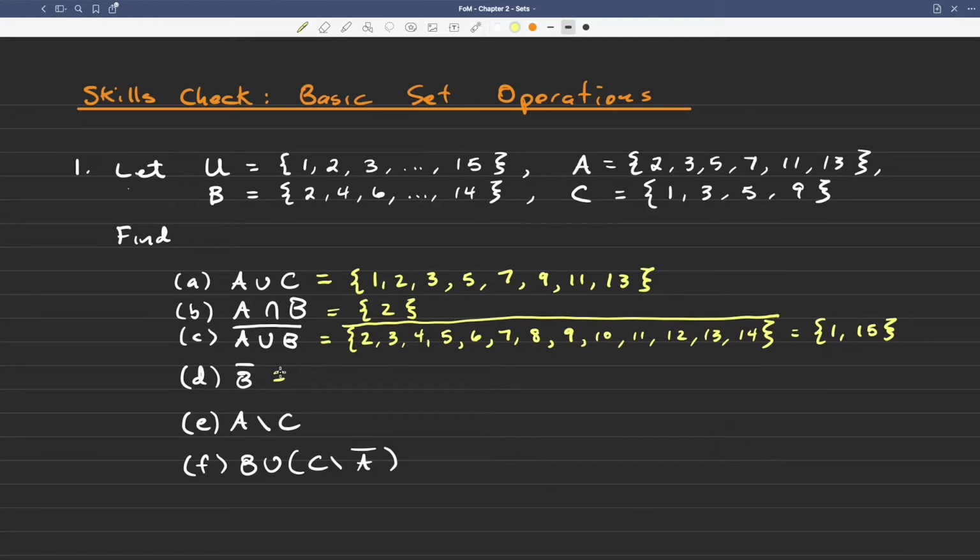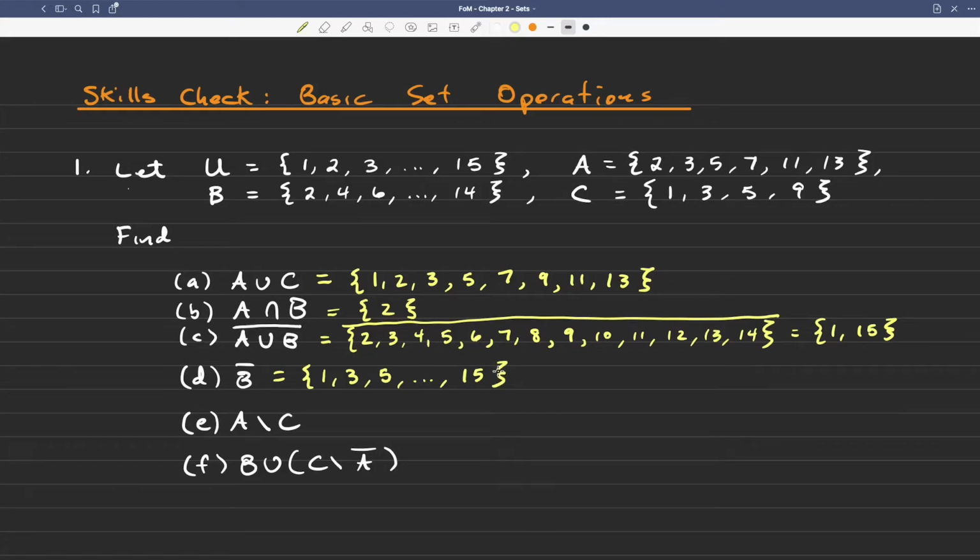B complement, well, if B is the set of even integers in U, then B complement is going to be the odd integers in U. So that'll be easy enough. We can just write those down. 1, 3, 5, all the way up to 15.